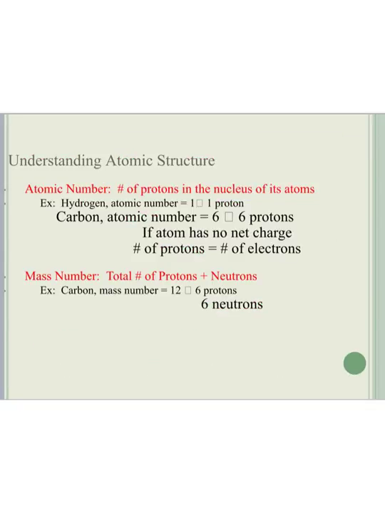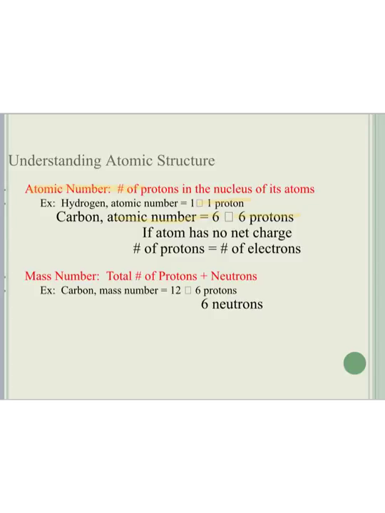So we need to understand this atomic structure in terms of the periodic table. So on the periodic table, you have something called the atomic number. So the atomic number tells us the number of protons in a nucleus. So for example, the atomic number of hydrogen is 1. That tells us we have 1 proton. The atomic number of carbon is 6. That tells us we have 6 protons.